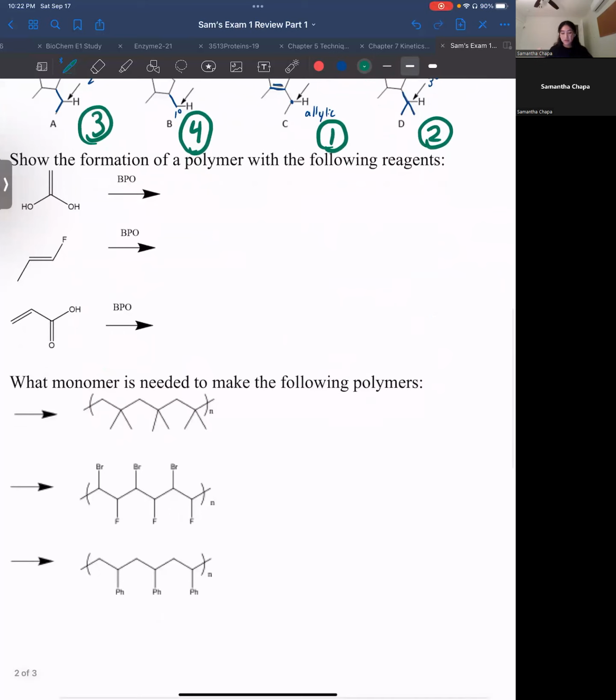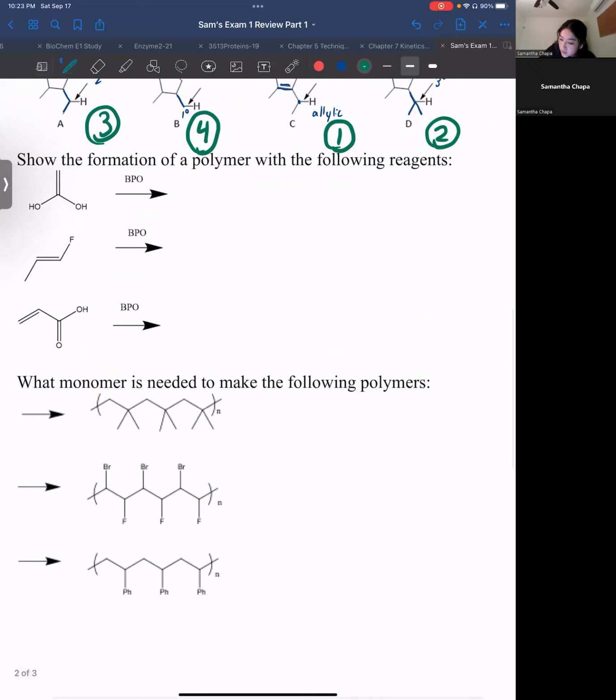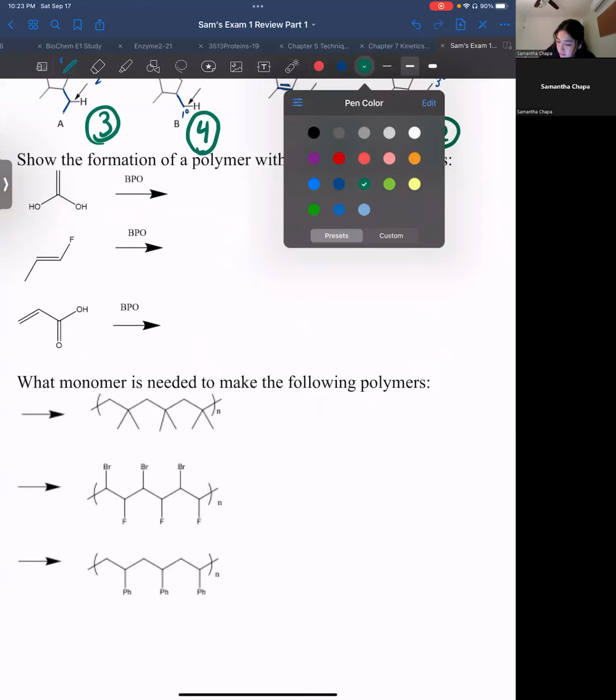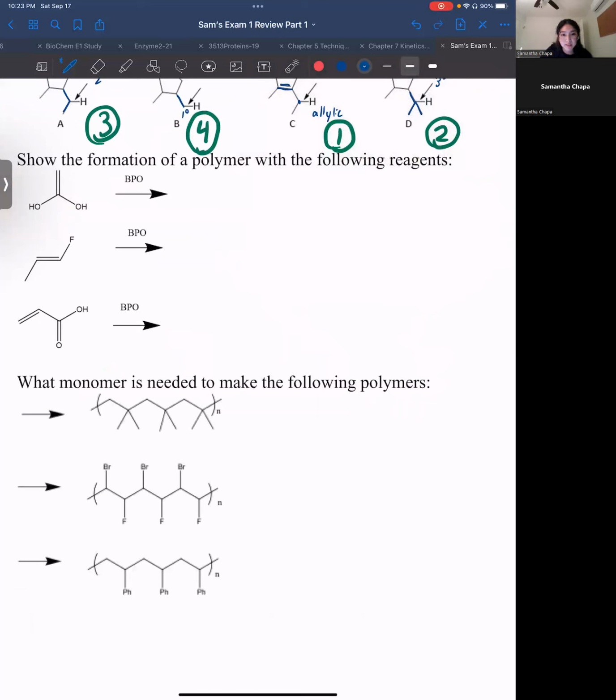Okay, next one. Show the formation of a polymer with the following reagents. These were always more practice for me because at first I didn't understand it, but then I did a little trick for myself and that really helped. So I'll try to explain it through Zoom if I can. But let's see. I'm gonna draw my Charlie Brown sweater. That was horrible. You can draw as many as you want. You just need to at least show 3 repeating subunits.